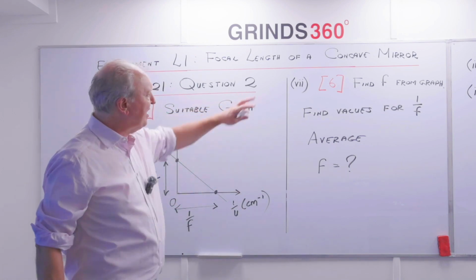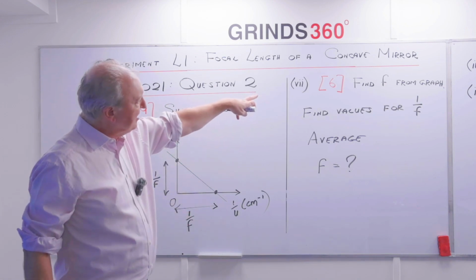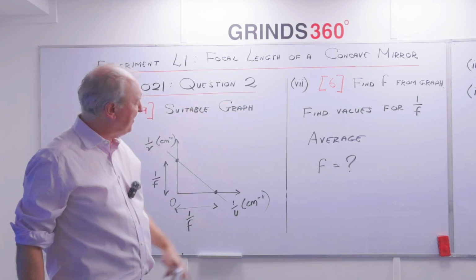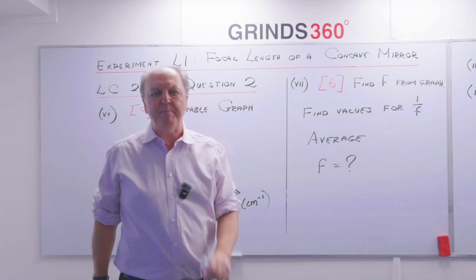There's quite a lot of marks for that last part. 9 marks for drawing the suitable graph, and then 6 marks for telling me how do I find f from that graph. Okay, so that's the end of that particular experiment.